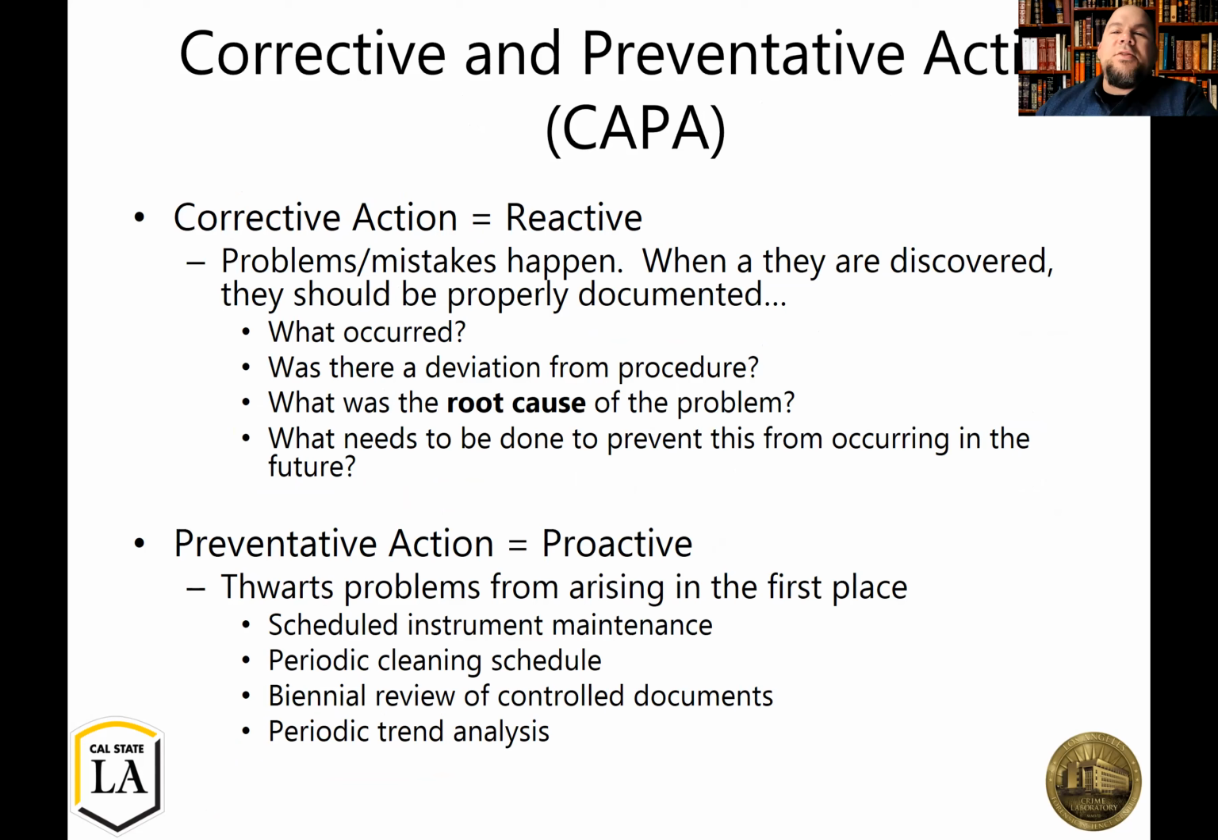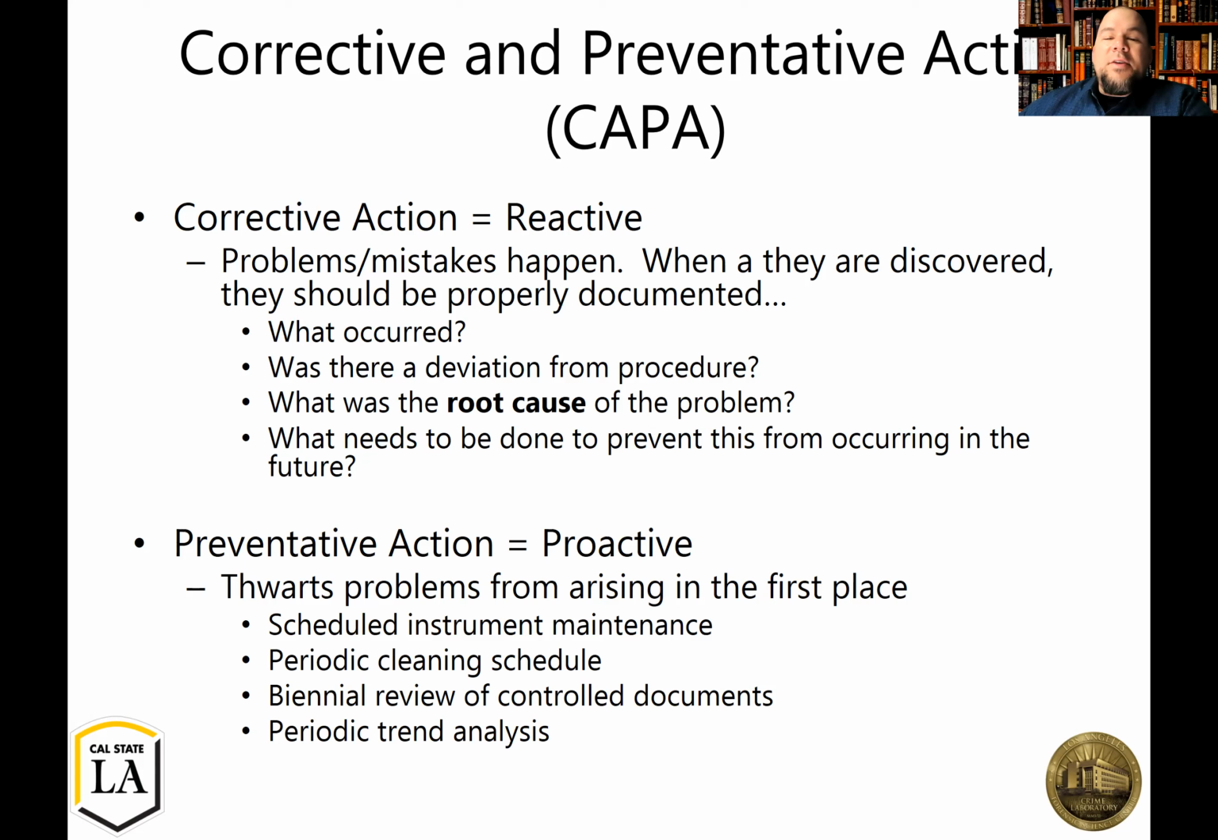So, corrective action, or corrective and preventative action, CAPA. Corrective action, of course, is reactive. Problems and mistakes happen. When they are discovered, they should be properly documented. That's what we've talked about a little bit. So what has occurred? Was there a deviation from the procedure? Was that the root cause of the problem? And what needs to be done to prevent this from happening in the future?